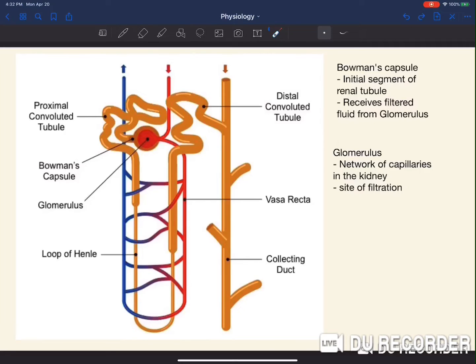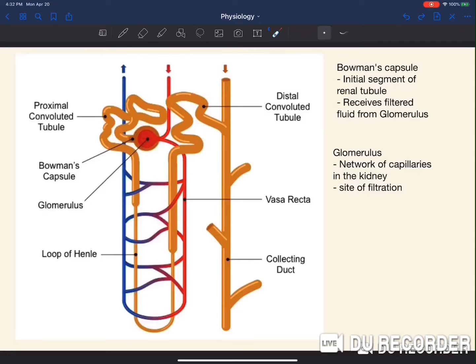You can also see here that we have the vasa recta, okay? And the vasa recta moves opposite of the filtrate that is moving through the loop of Henle. That'll become important later. We'll talk about that. Don't worry about it.